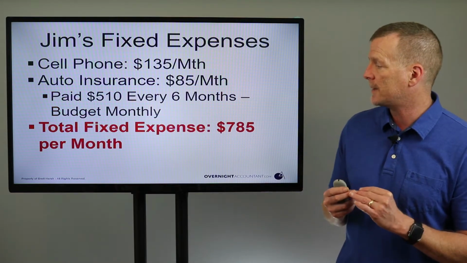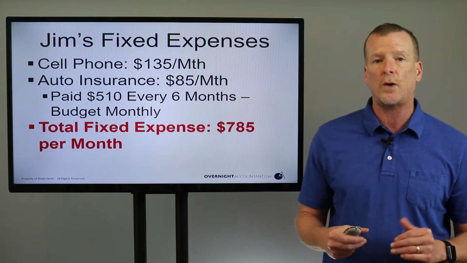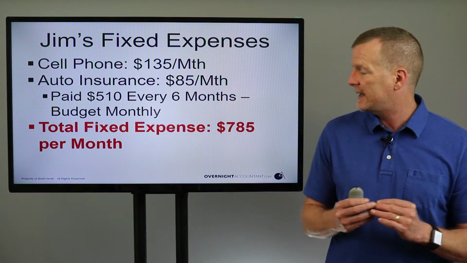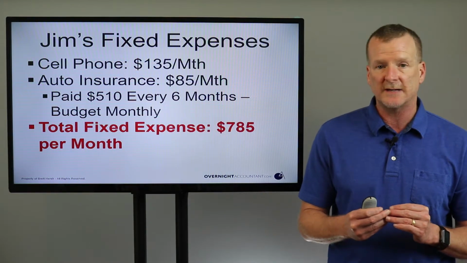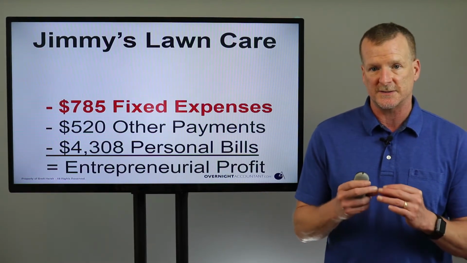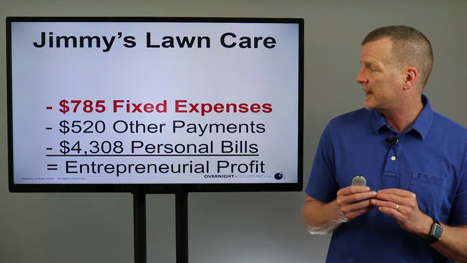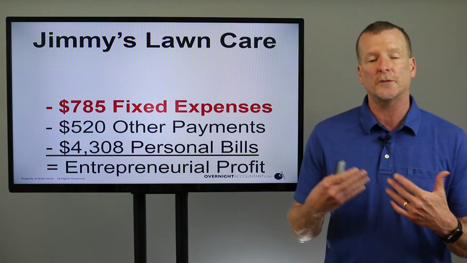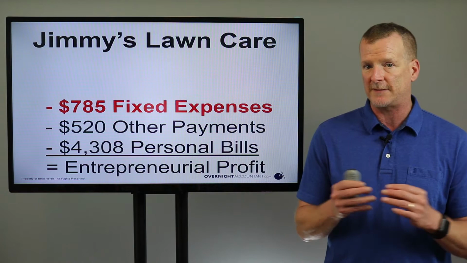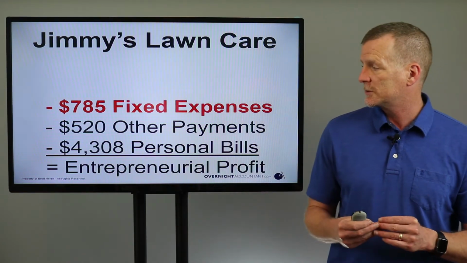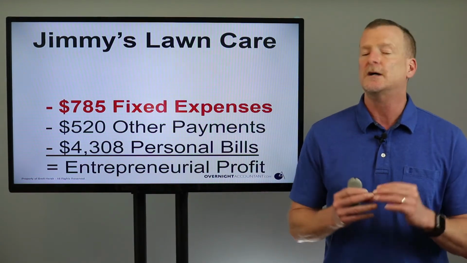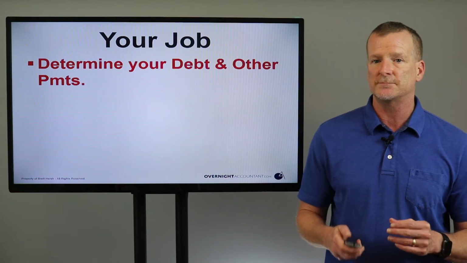So we total all this up, and his fixed expenses are a whopping $785 each and every month for Jim's fixed expenses. So here we see now, there's Jim's fixed expenses of $785 a month. He now has his other payments, that's his debt and other payments of $520 a month. His personal bills include his taxes of $4,308 a month.